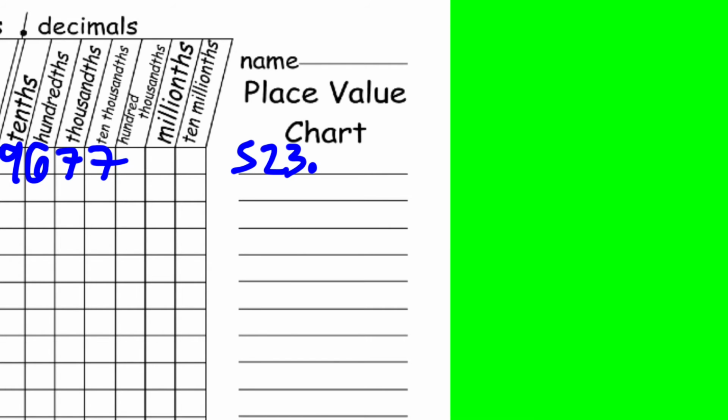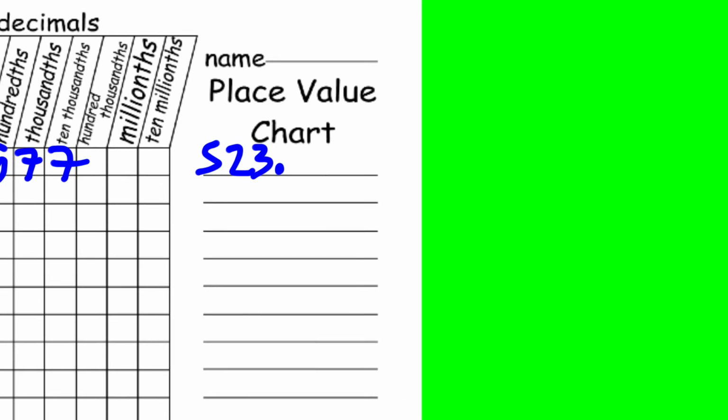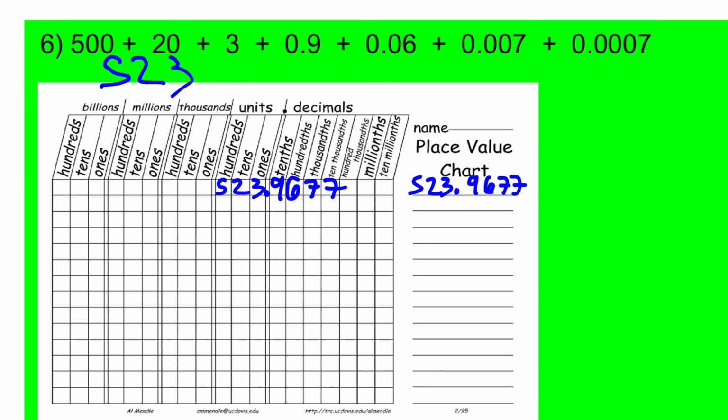So that's going to be 523, the decimal. So 523 and 9,677. Place value of the last digit is 10 thousandths. 523 and 9,677, 10 thousandths.